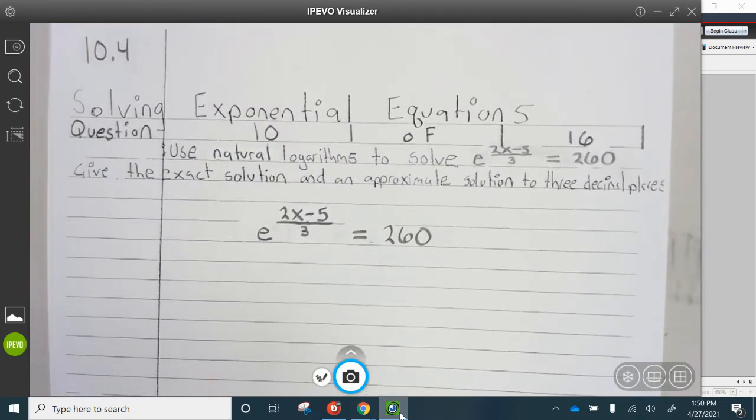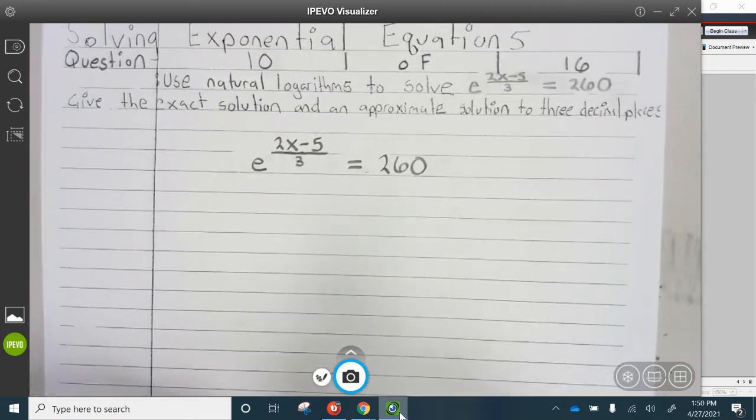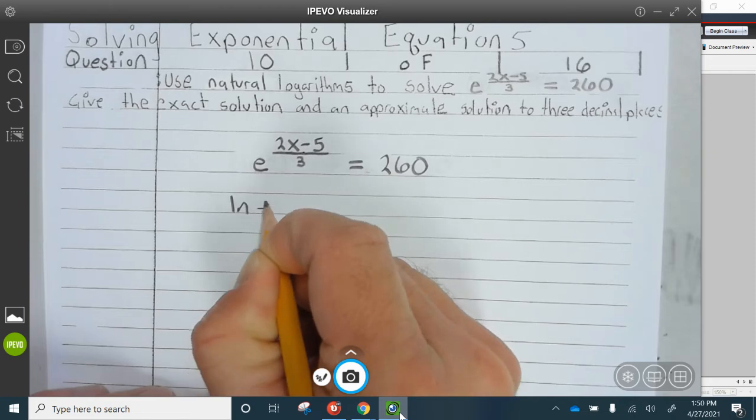All right, question 10 of 16. Use a natural logarithm to solve e to the 2x minus 5 divided by 3 equals 260. Give the exact solution and the approximate solution to 3 decimal places. All right, so first we're going to take natural log of both sides.